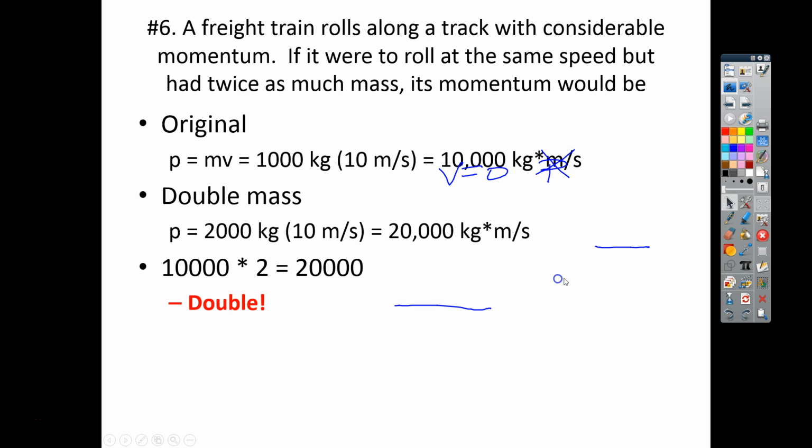For number 6, it says a freight train rolls along a track with considerable momentum. If it were to roll at the same speed but had twice as much mass, its momentum would be double. So here, let's say that the train is 1,000 kilograms going 10. That'd be 10,000 kilogram meter per second. And if you double the mass, then you'd also double the momentum. And that was kind of what you would see.